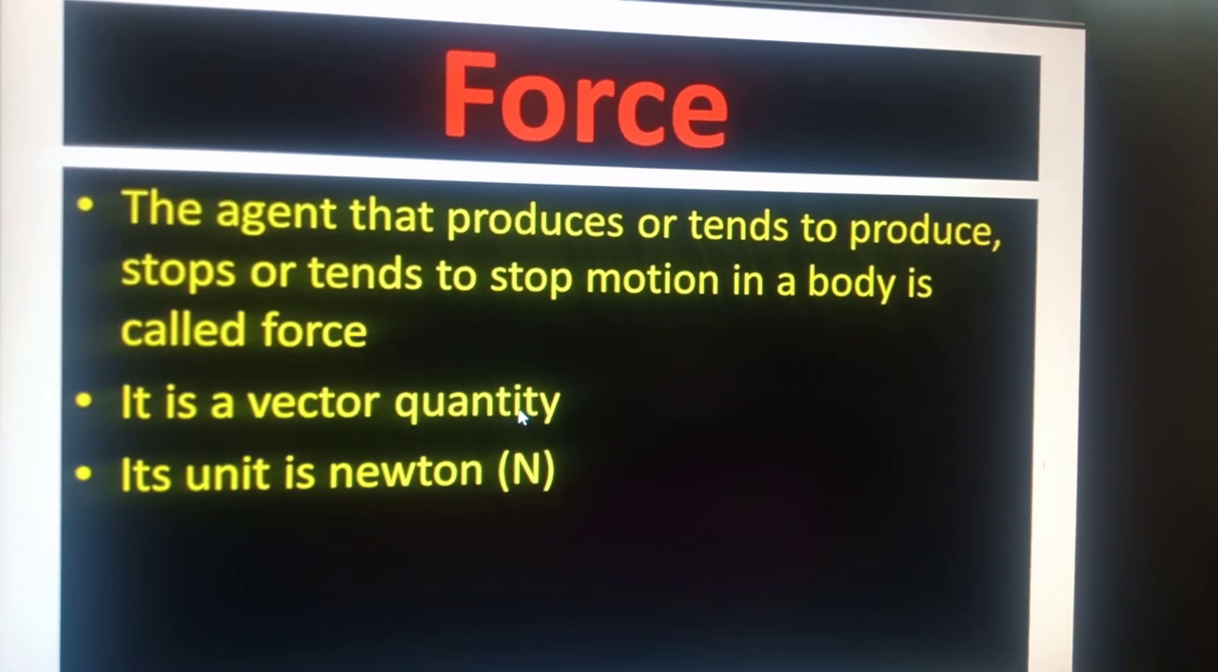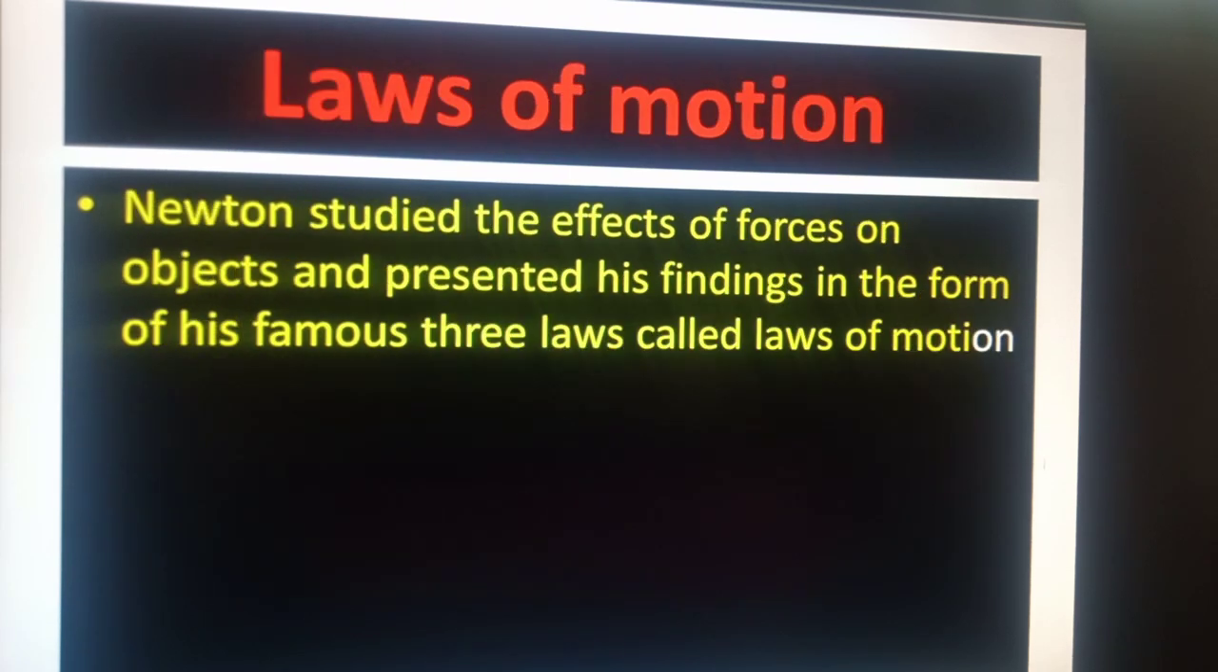Viewers, force is placed in the vector group of quantities. It is a directed quantity, so it is called a vector quantity. Its unit is Newton. Force is measured in the units of Newton with the symbol N.